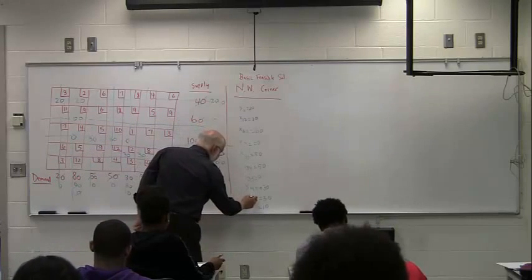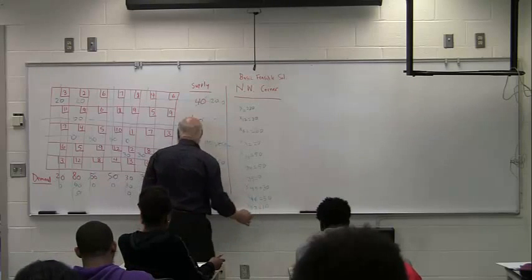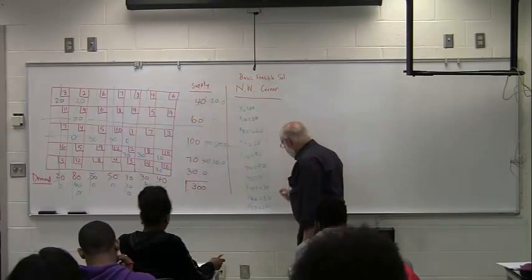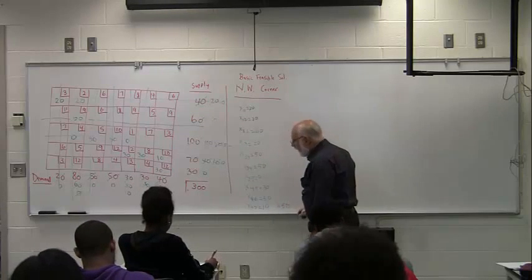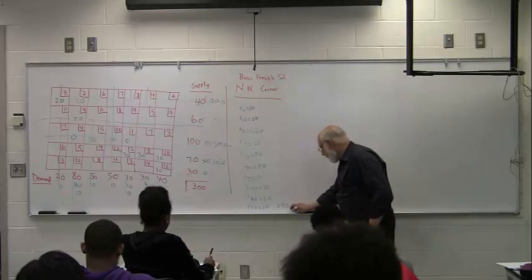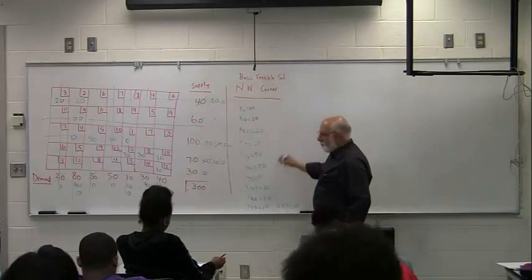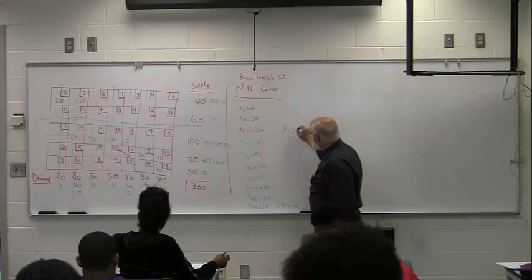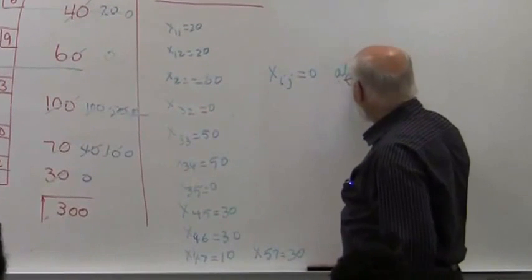So x45, x46, x47 is 10, and x57, x5 is 30. And then you can just be generous and say all other variables are zero.